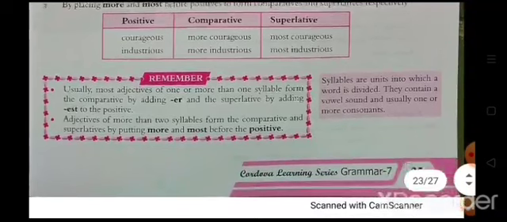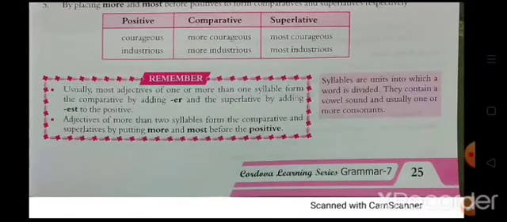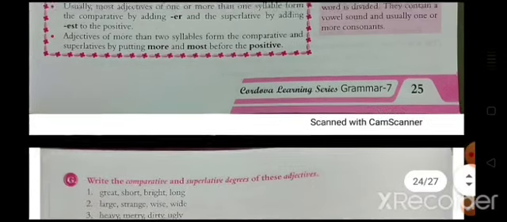Remember, usually most adjectives of one or two syllables form the comparative by adding er and the superlative by adding est to the positive. Adjectives of more than two syllables form the comparative and superlative by putting more and most before the positive. First of all, we should understand what syllables are. Syllables are units into which a word is divided. They contain a vowel sound and usually one or more consonants.